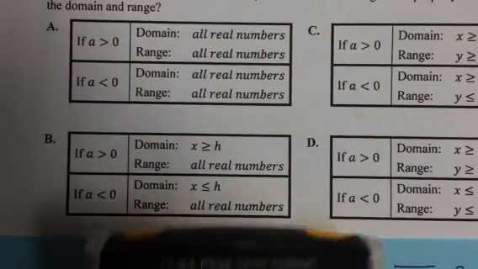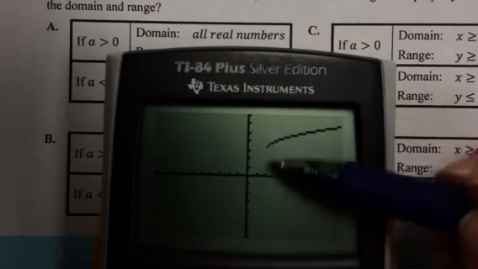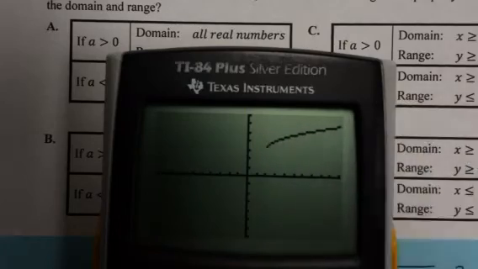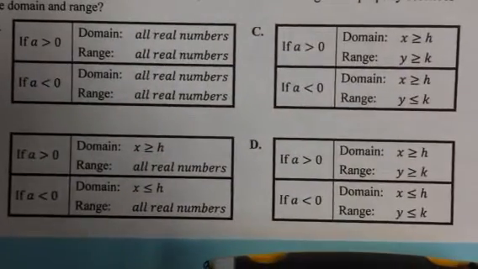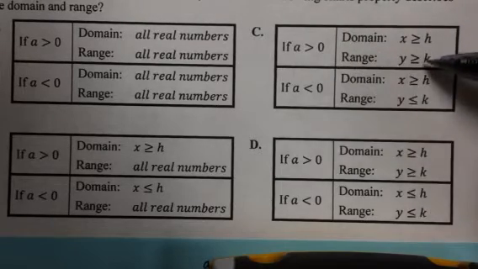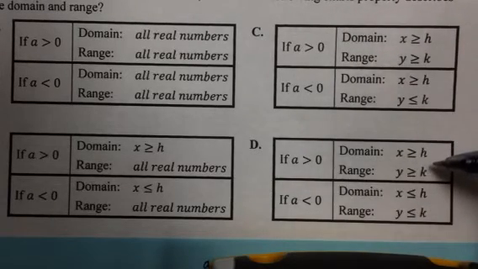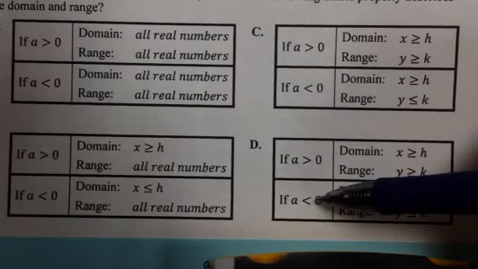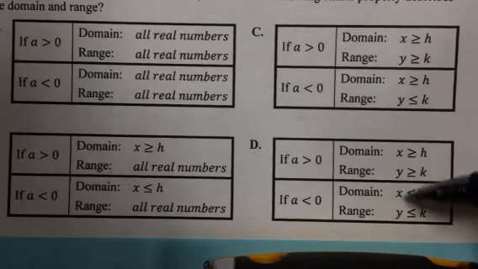B's range is all real numbers, but it doesn't go up and down forever. It only will go up forever from here. C and D have the same domain and range for when A is bigger than 0 or when A is positive. So it's either going to be C or D, but we need to make A less than 0 in order to see what happens.